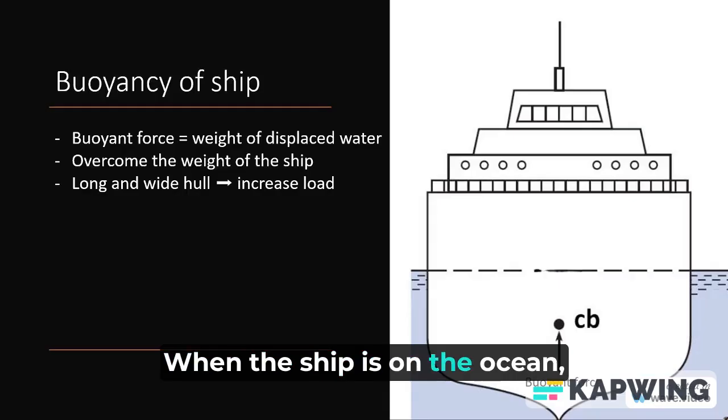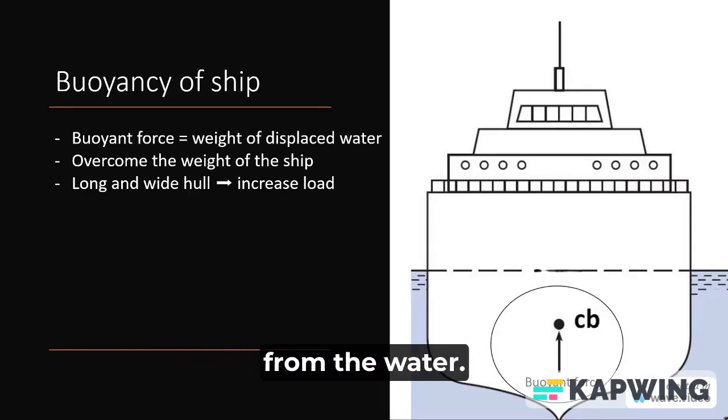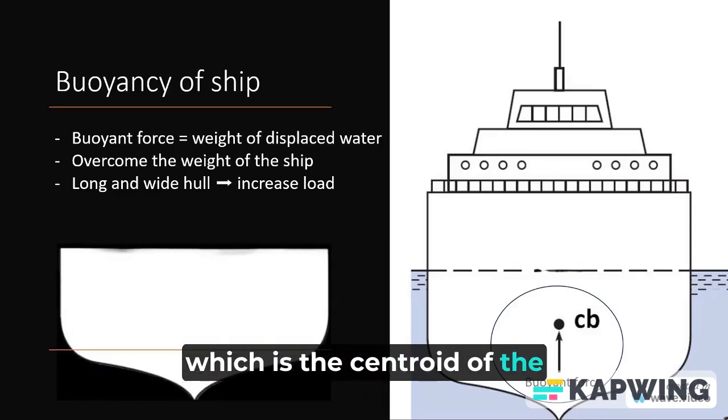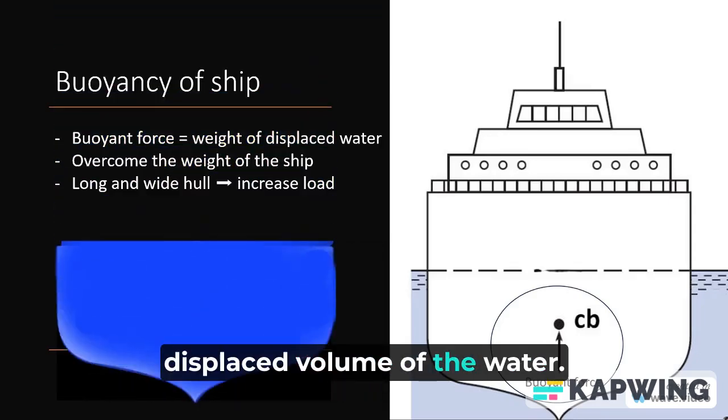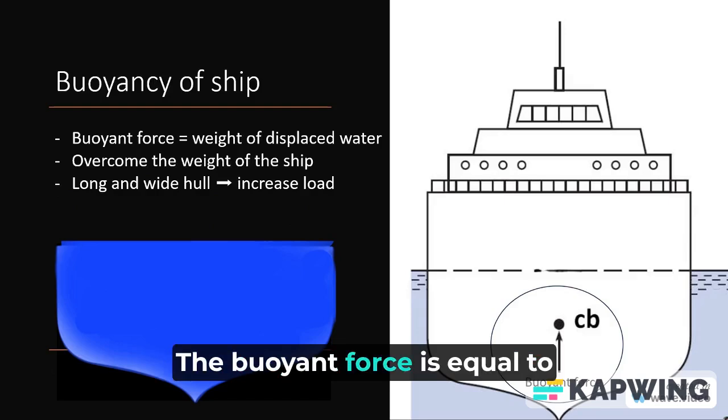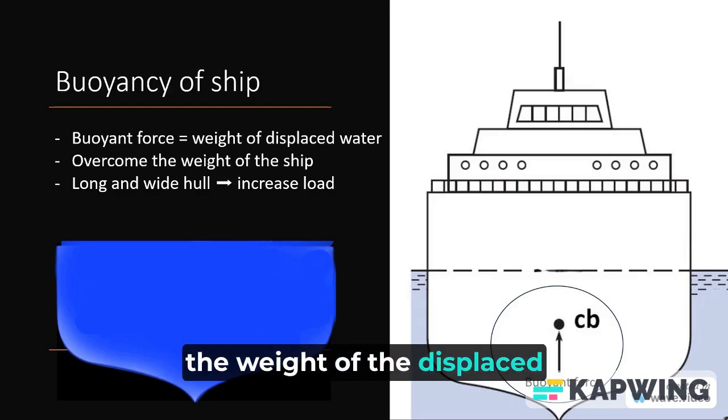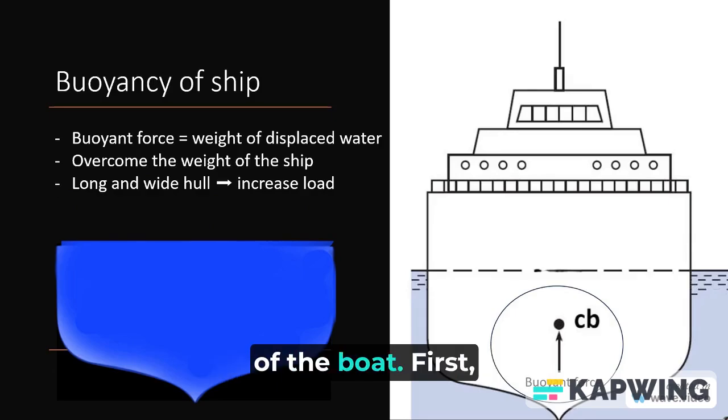When the ship is on the ocean, the ship experiences a force called the buoyant force from the water. This force acts on the center of buoyancy, which is the centroid of the displaced volume of the water. The buoyant force is equal to the weight of the displaced water by the bottom side of the boat.